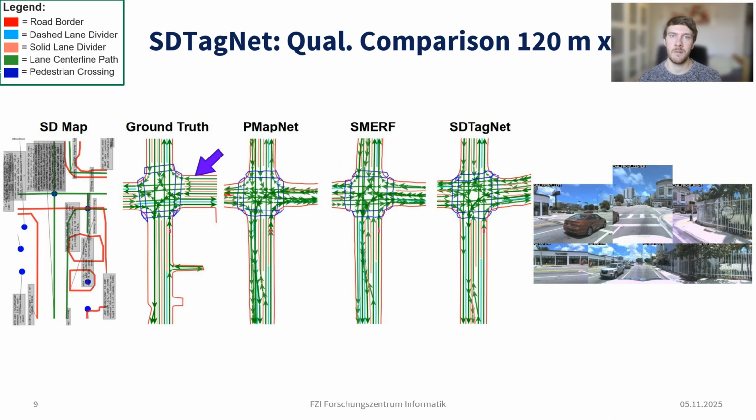In another example, we have a road in front of us with 6 lanes. Here again, SDTagNet is able to correctly deduce the number of lanes from the textual annotations, and other approaches hallucinate some different non-existing topology.